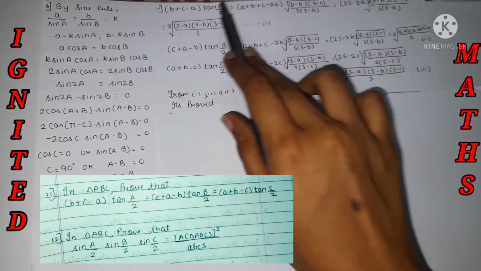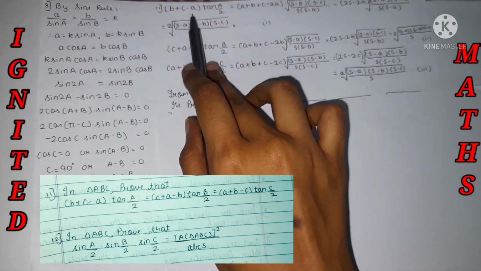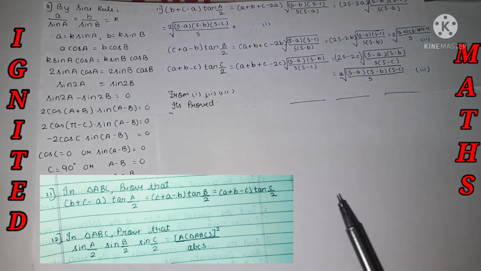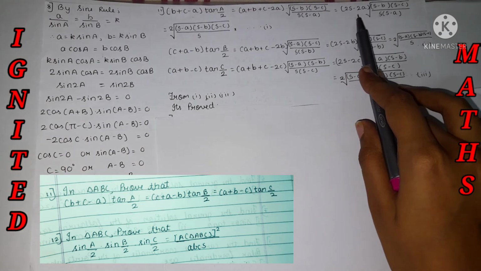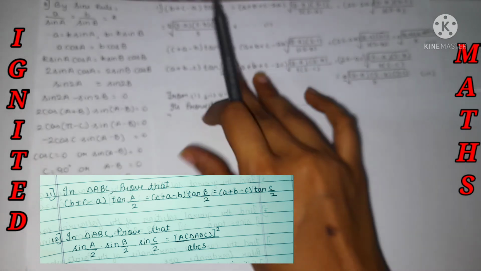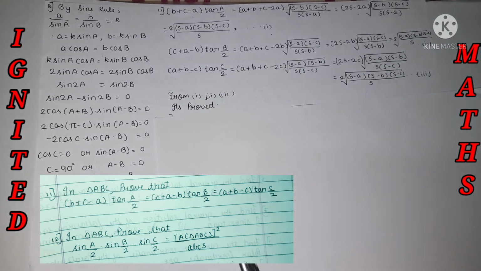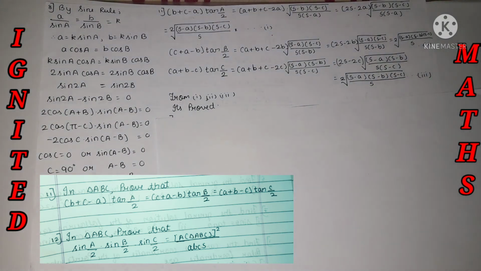I'll mention it: the first thing, b plus c minus a tan A by 2. The tan A by 2 formula we can use it, a plus b plus c minus 2a. It's nothing but b plus c minus a. I have used the a plus b plus c format because it's nothing but 2s minus 2a. If we do the calculation, we'll get the answer. That is equation 1 which I have noted. Do the same process for c plus a minus b and a plus b minus c. According to the given question, it's absolutely the same. The question itself asks us to prove it, and we have proved it.